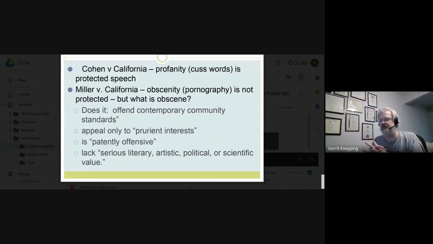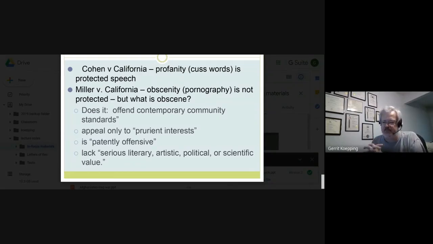So this is material that is not healthy. This is material that a not well person would want to see. Next, it's got to be patently offensive. So not just a little bit offensive, not just a scotch offensive. It's got to be patently, obviously offensive to the viewer. And lastly, it must lack any serious literary, artistic, political, or scientific value.